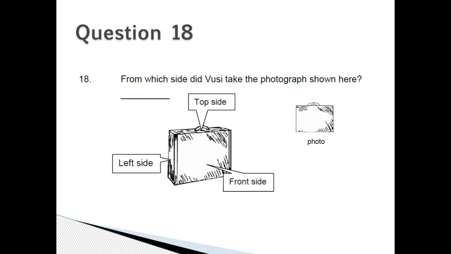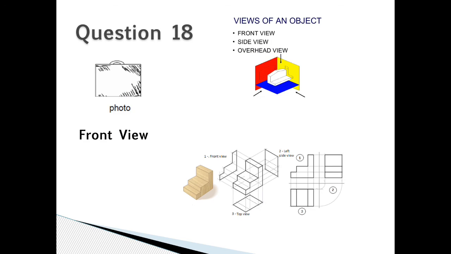From which side did Vusi take the photograph shown here? Is it from the left side, the top side, or the front side? It is important to be able to see something in terms of its 3D views, from its front view, its side view, as well as its overhead view. The picture was taken from the front view.